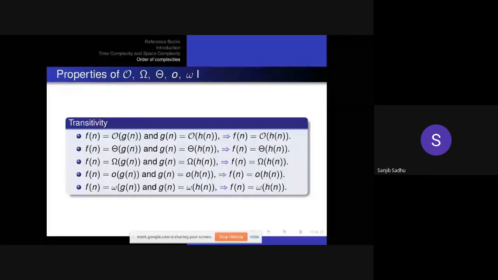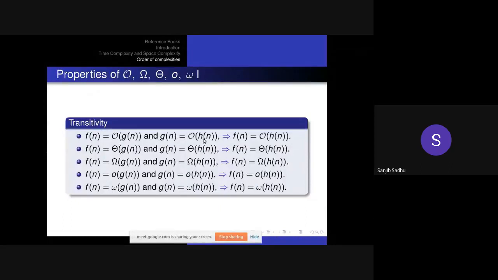Now, what are the properties of this? Fn is big O of Gn, and Gn is big O of Hn. So that means Fn is big O of Hn. Can you prove this? Okay, in the next class I will discuss this because time is up.